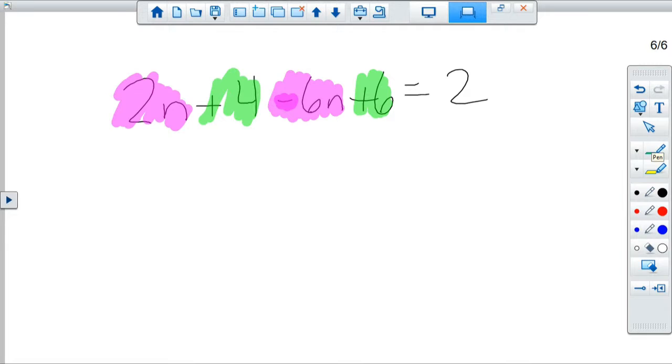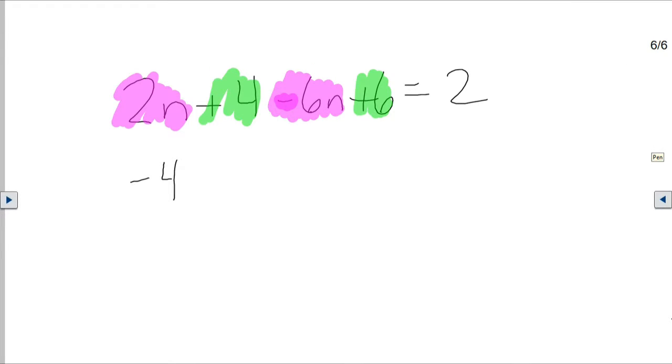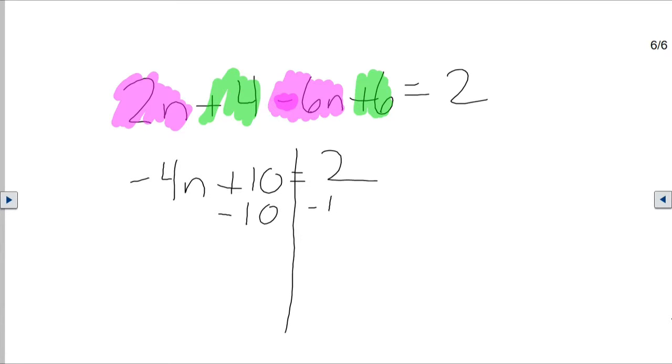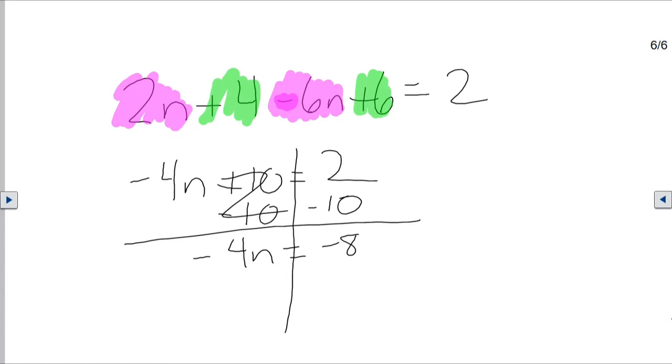Okay, so in this particular case, 2n minus 6n would be negative 4n. 4 plus 6 is 10. So that would be my two-step equation. Then we go through our steps, undo our addition or subtraction. That zeroes out. Rewrite our equation. And then divide by, in this case, negative 4 to get n is equal to positive 2. Okay, so combine your like terms first before we start to do our two-step equation method.